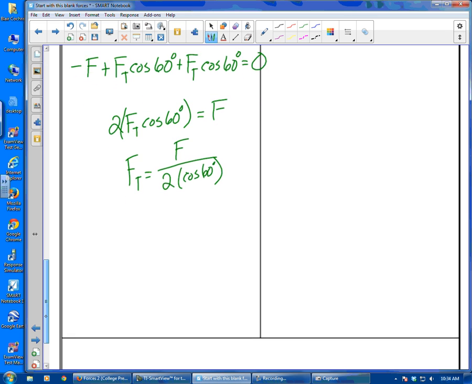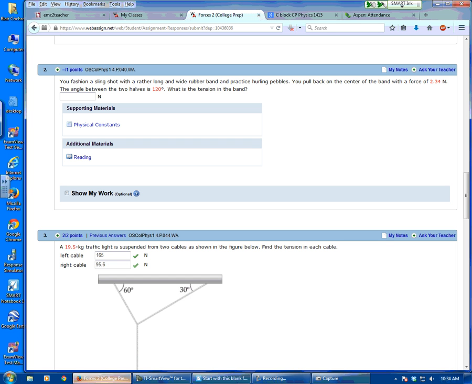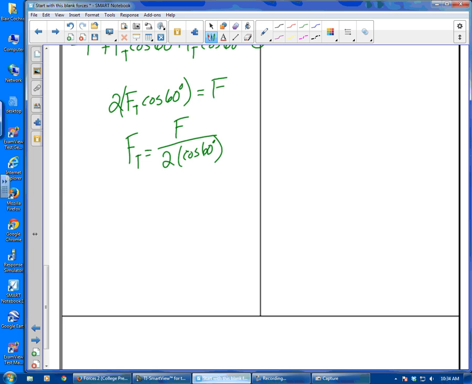And now, first thing I'm going to put in my numbers. You could have put in your numbers a step before, or a couple steps before. My F, they tell me, is 2.34 newtons. So I have Ft for me. It is 2.34 newtons over 2 cosine 60 degrees. And so, do a little calculator work.